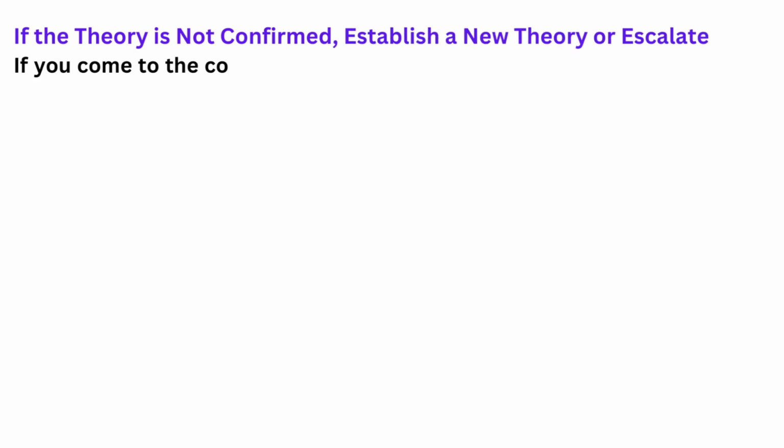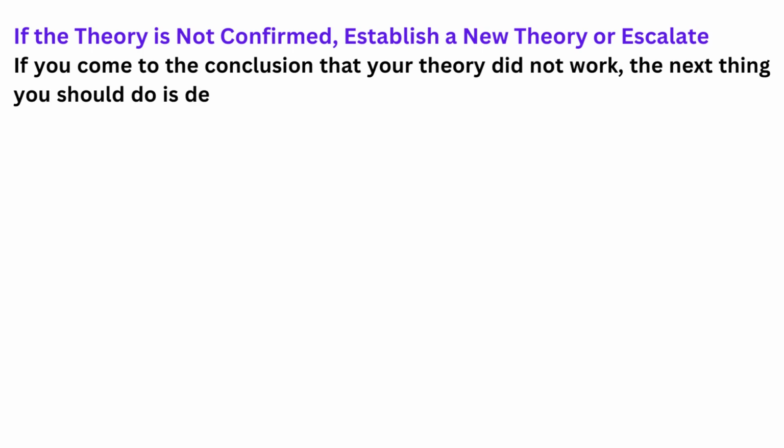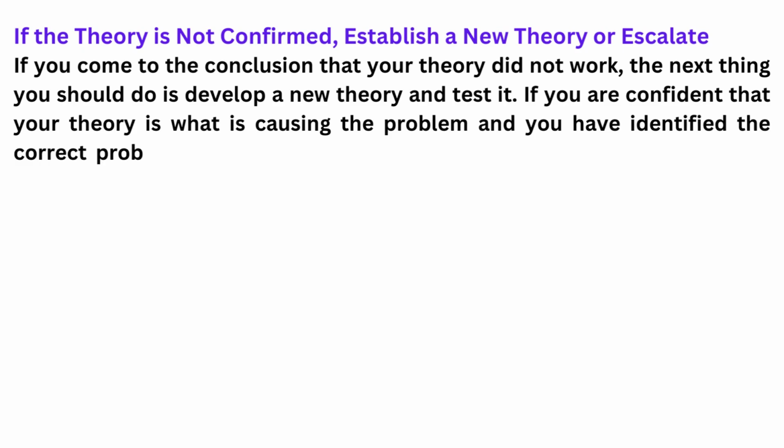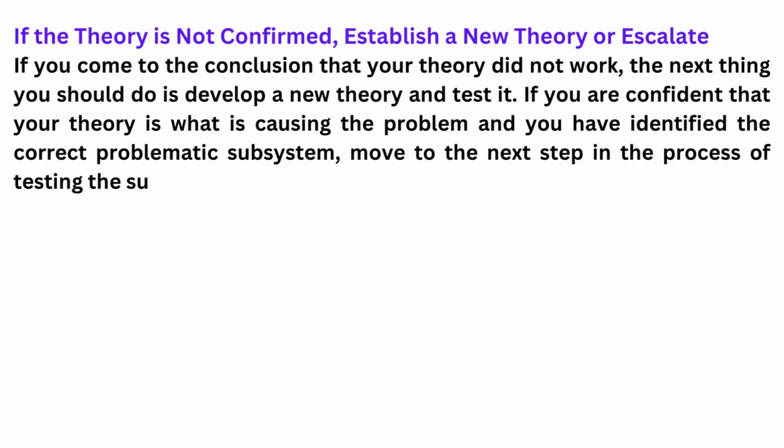If the theory is not confirmed, establish a new theory or escalate. If you come to the conclusion that your theory did not work, the next thing you should do is develop a new theory and test it. If you are confident that your theory is what is causing the problem and you have identified the correct problematic subsystem, move to the next step in the process of testing the subsystem.